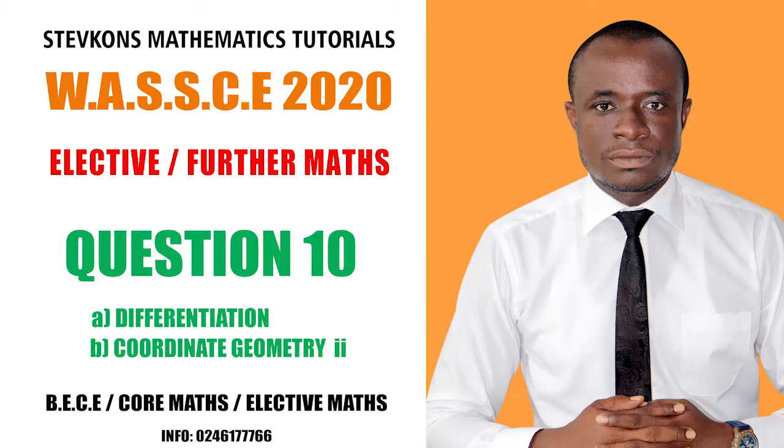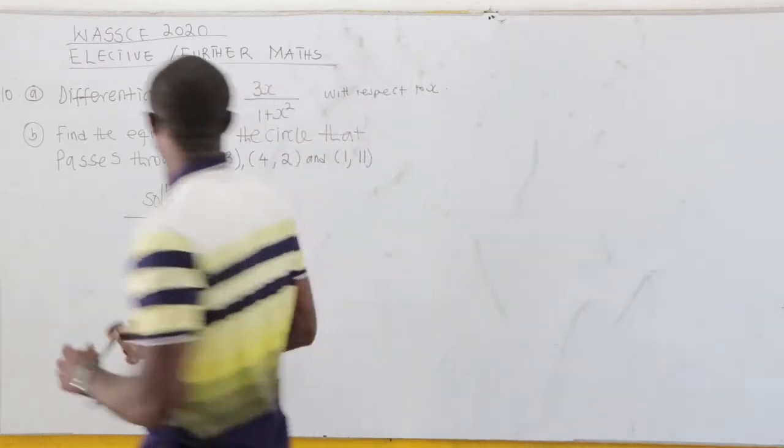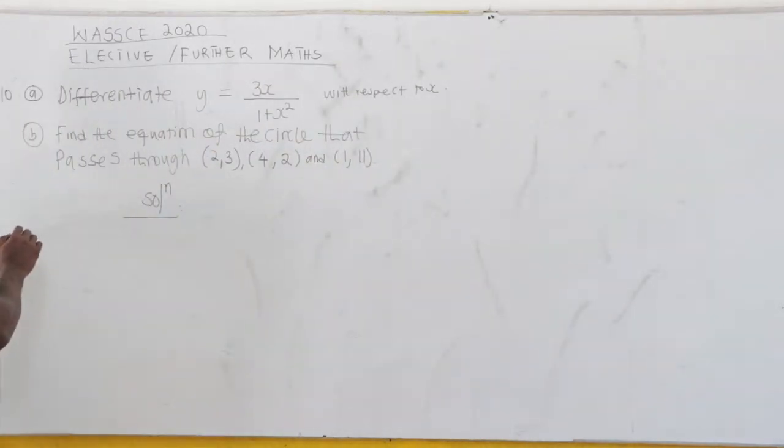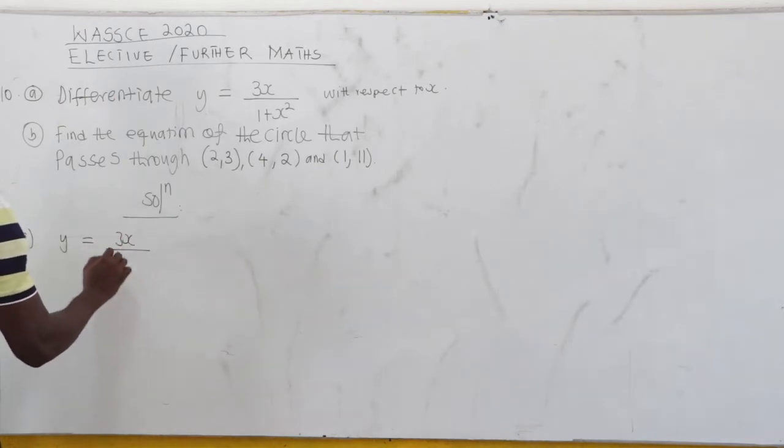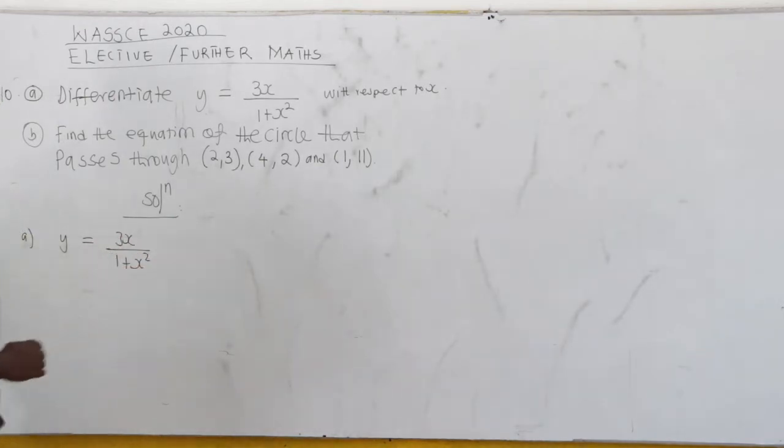WASSCE 2020 question number 10, elective maths. We should differentiate. So the first one, A, should differentiate y equal to 3x all over 1 plus x squared. Now here we have to use the quotient rule.